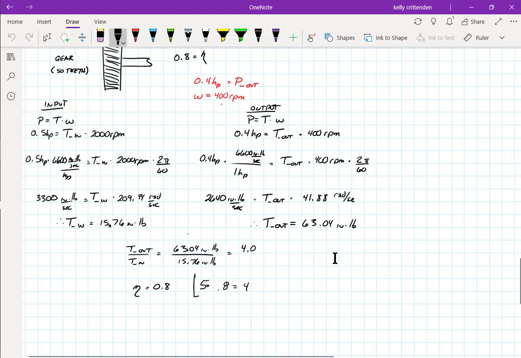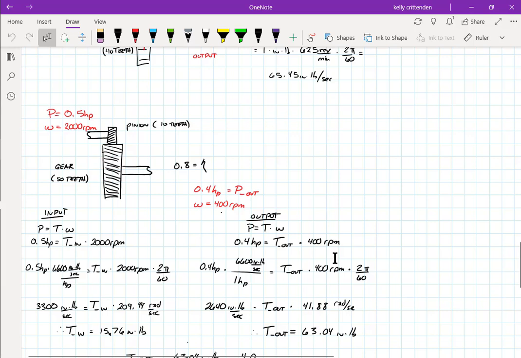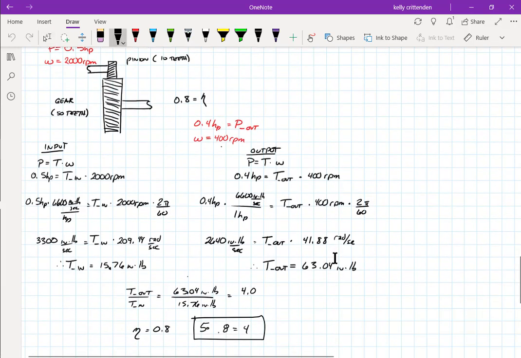And this is just showing that we expected a gear ratio that would multiply torque by 5 based on the 10-tooth pinion and the 50-tooth gear, but we only got a multiplication of torque of 4, and it's because of our 80% efficient system, or super simplified version of it.